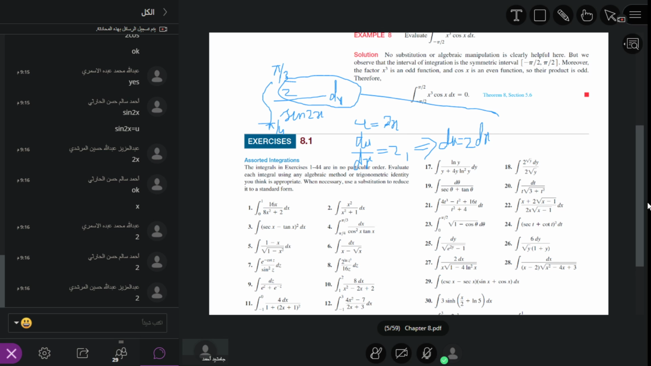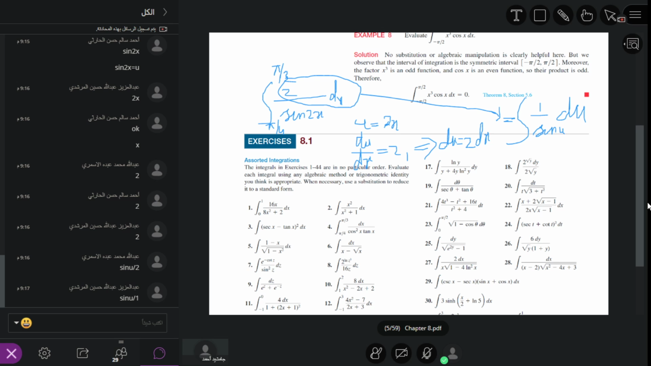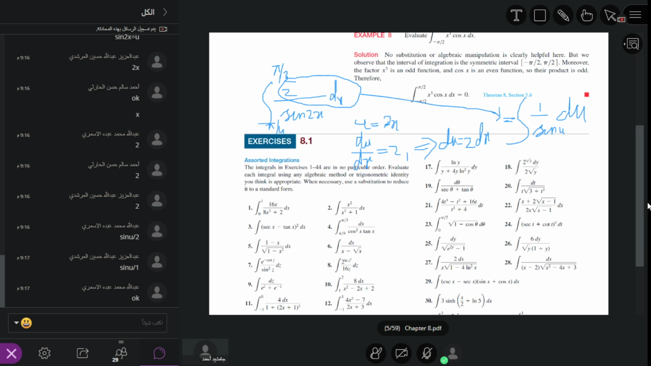Thus, our given integral will be converted this way: 1 divided by sine u du, not 2, because 2 dx is equal to du. Now what is remaining? The lower limit and upper limit, because if we convert x into u, the limits will also be converted into u.